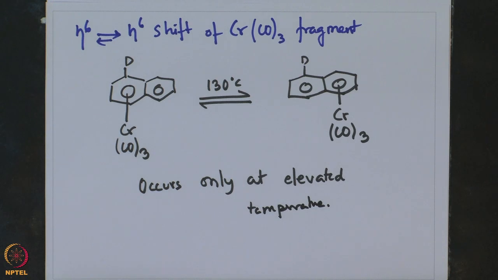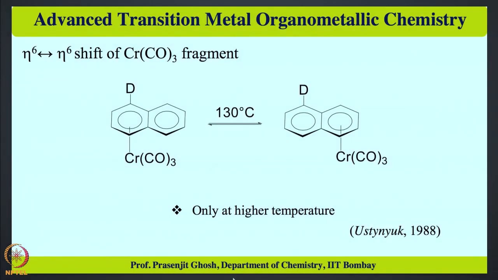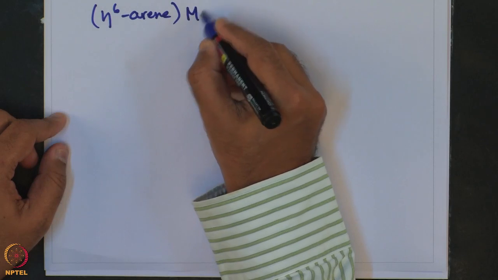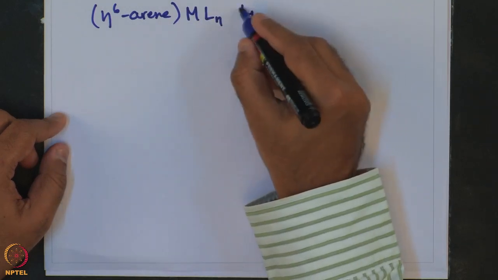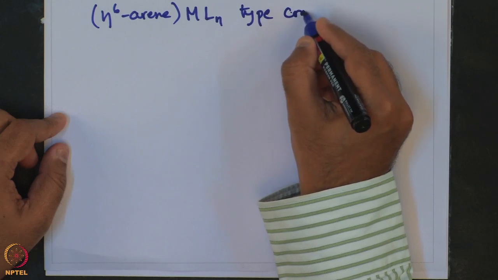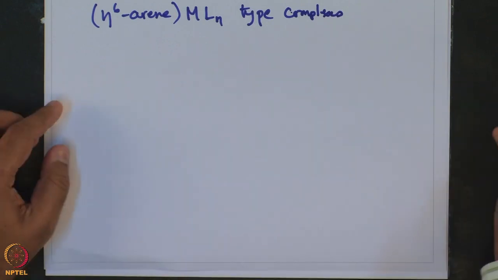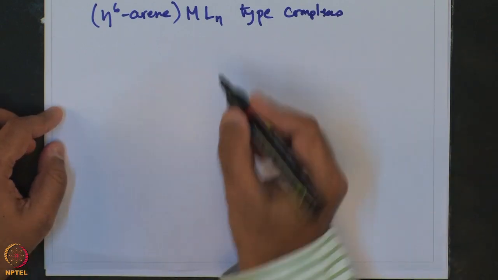Now, here are two more interesting reactions which are widely spoken about for metal arene complexes, and these can be of the metal arene Ln type of complexes. So, these are of the type eta 6 arene metal Ln type complexes. And two such examples are given over here.